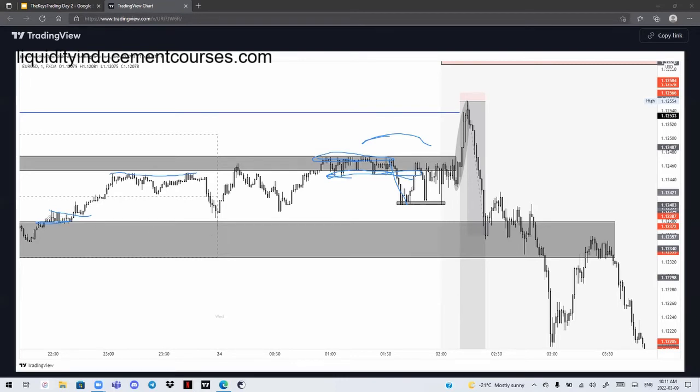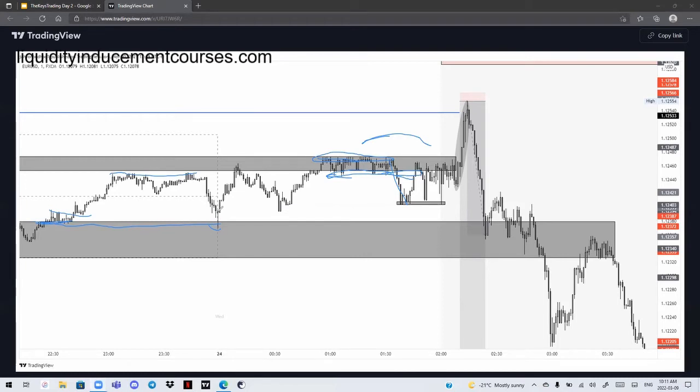Now we see that this last area of resistance and support was grabbed here. This is the key entry. This is a rejection candle, the candle that grabbed liquidity. Rejection wick, sorry. We enter at either the open, the 25, or the 50.